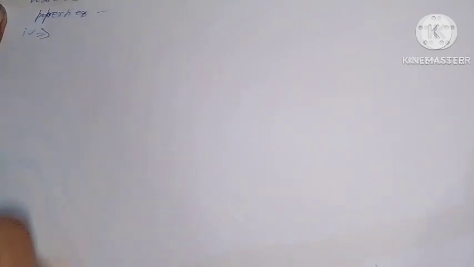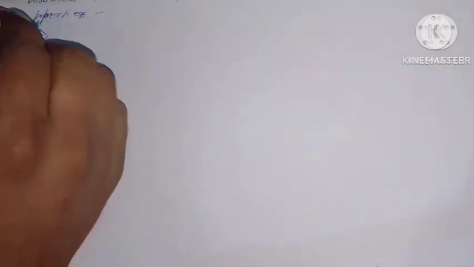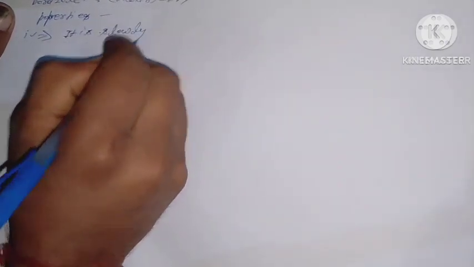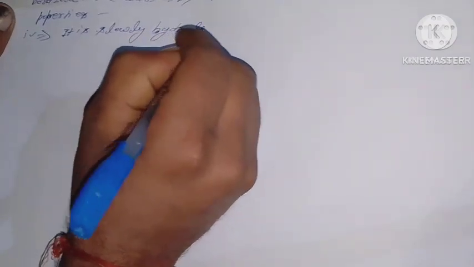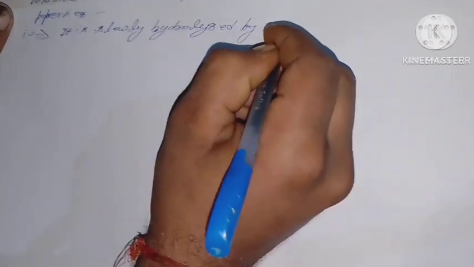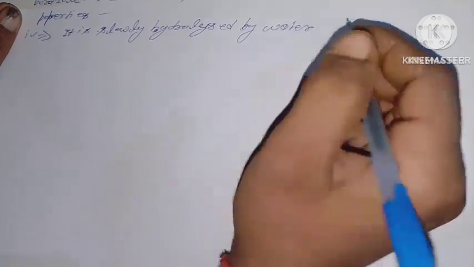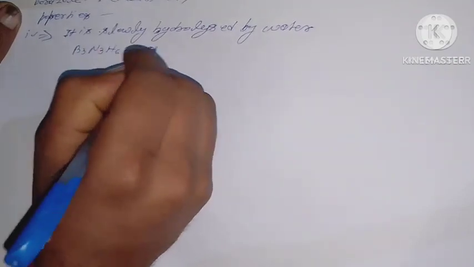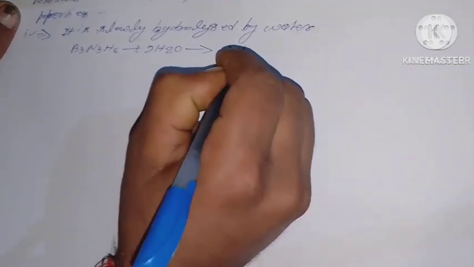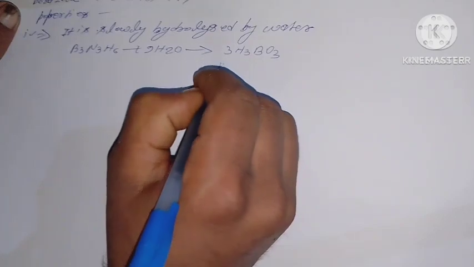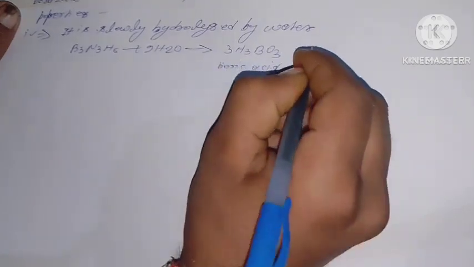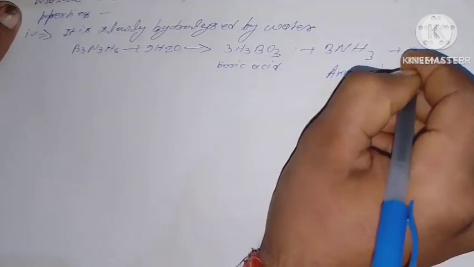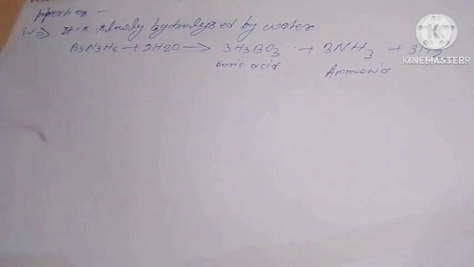Okay. Fourth point, it is slowly hydrolyzed by water, giving boric acid and ammonia. B3N3H6 plus 9H2O gives 3H3BO3, boric acid, plus 3NH3, ammonia, and plus hydrogen 3H2, okay.